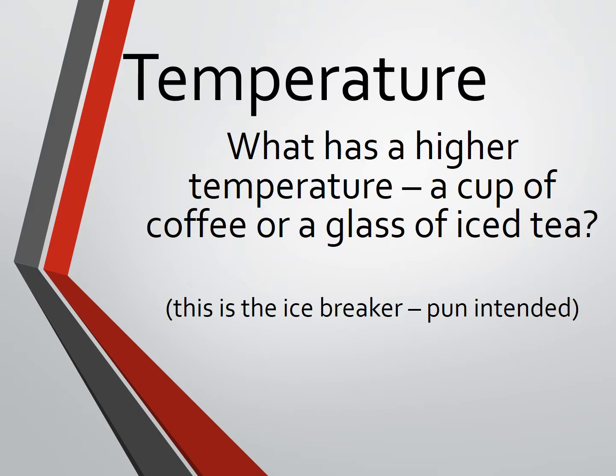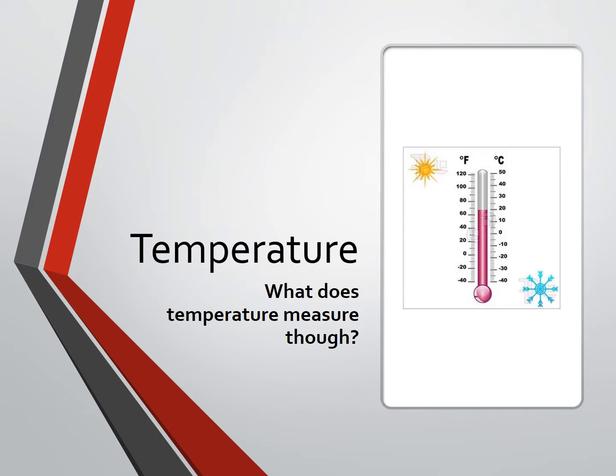So what has a higher temperature? A cup of coffee or a glass of iced tea? How do we know that a high mark, for example, on a thermometer tells us that it's hot and a low mark tells us that it's cold? What does temperature measure?